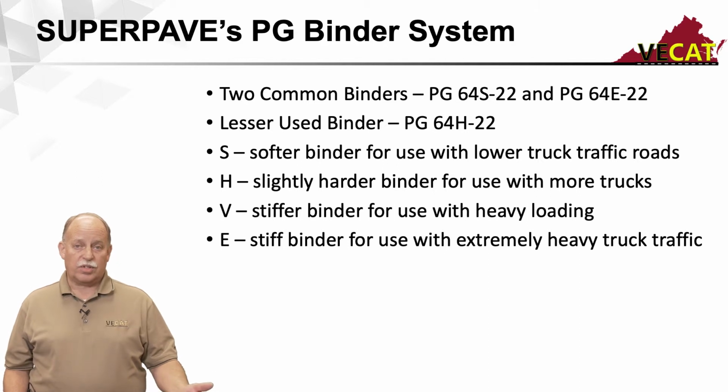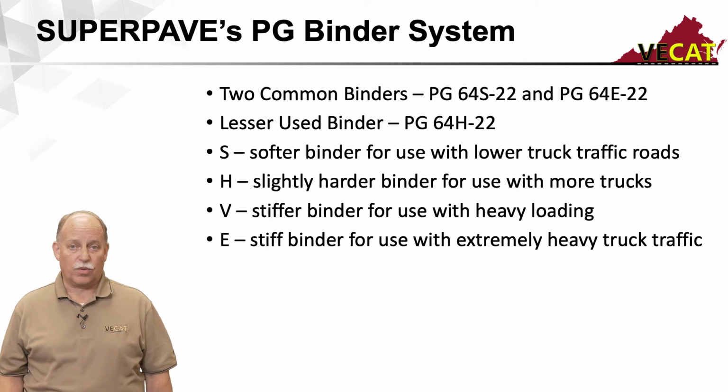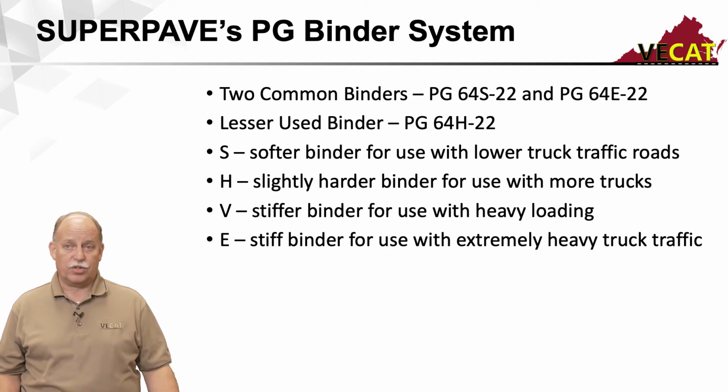So in many parts of the state where we have a lot of RAP, you'll see 64S-22 used a lot. Some parts of our state where they don't have a lot of RAP, they'll have to use the 64H-22. But again, we use that 64E-22 for our heavily trafficked roads like in our interstates.